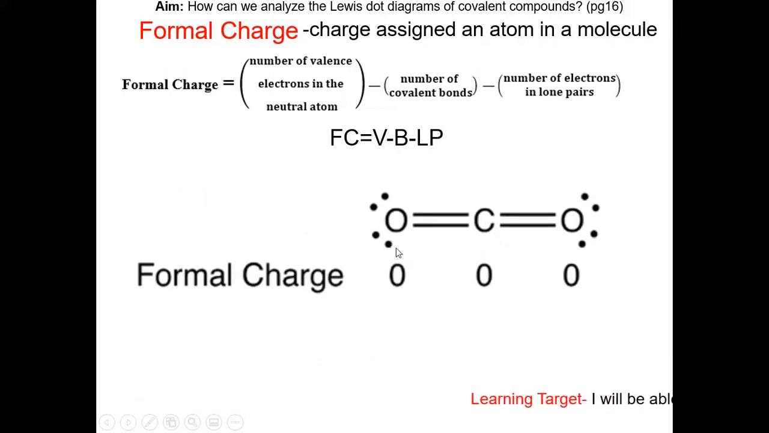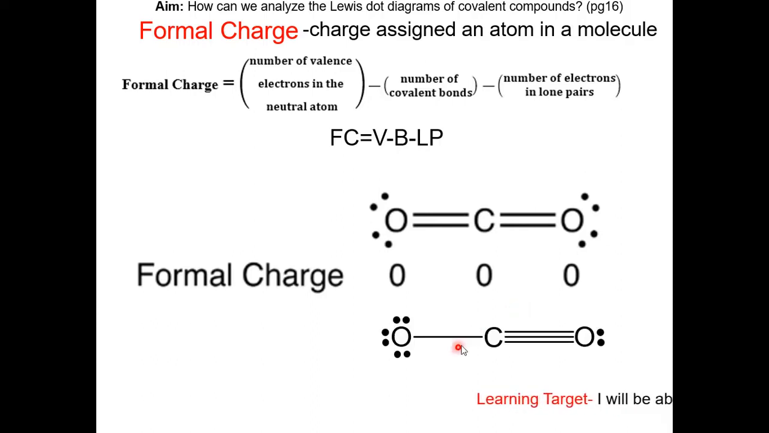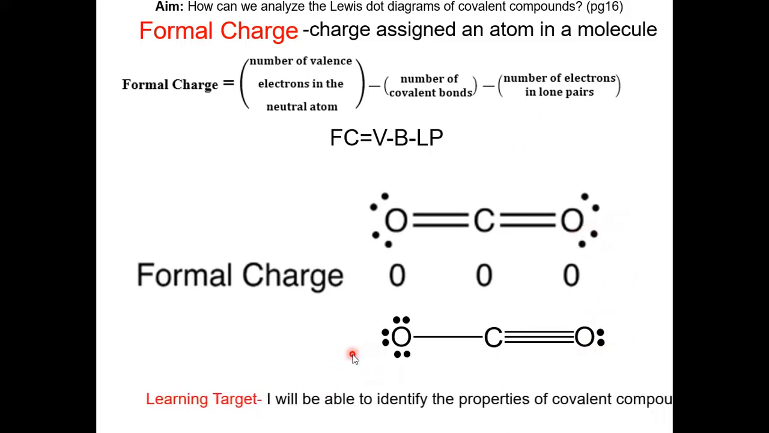As you can see, the formal charge of each atom is 0, so the total charge of the molecule is also 0. Let's say you draw the Lewis dot diagram of CO2 like this. This Lewis dot diagram is also valid because each atom has fulfilled the octet rule. So which Lewis dot diagram of CO2 is better? Let's figure out the formal charges.